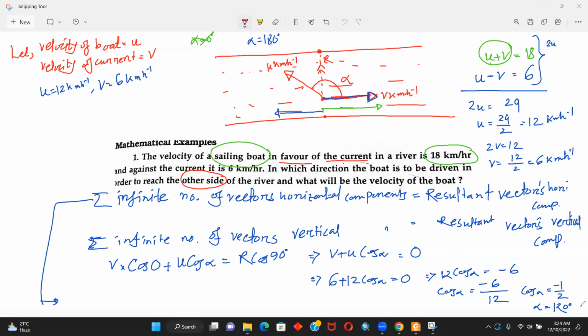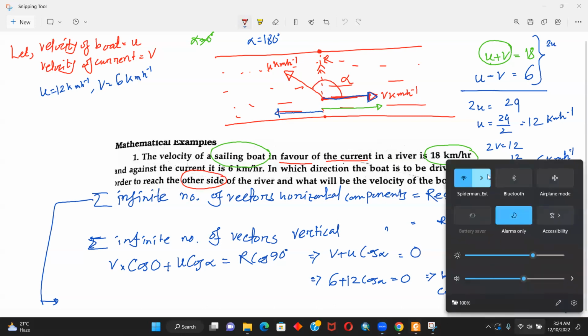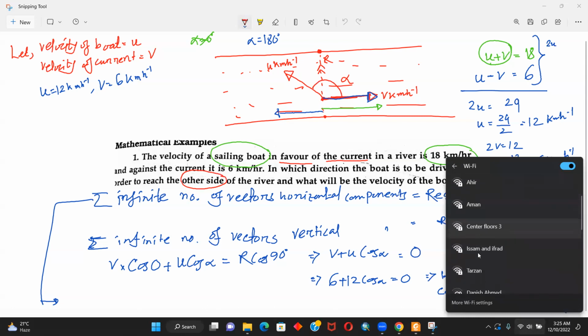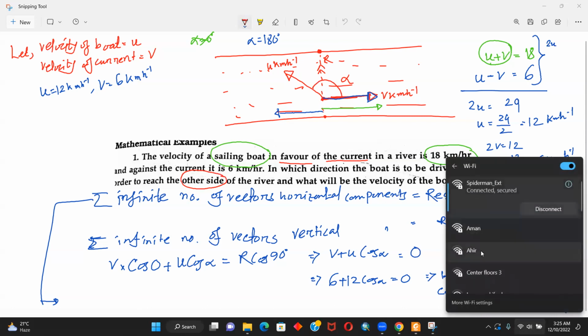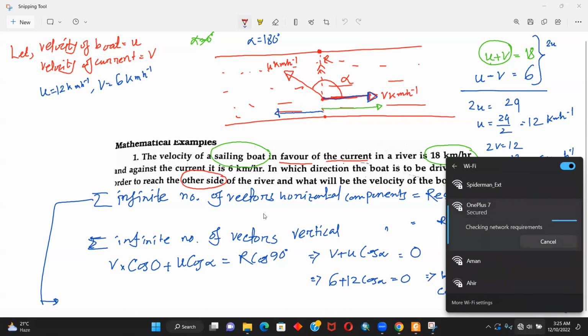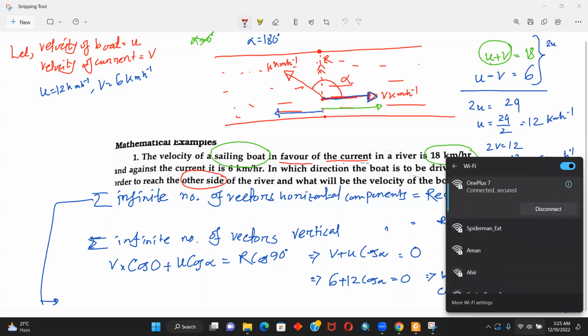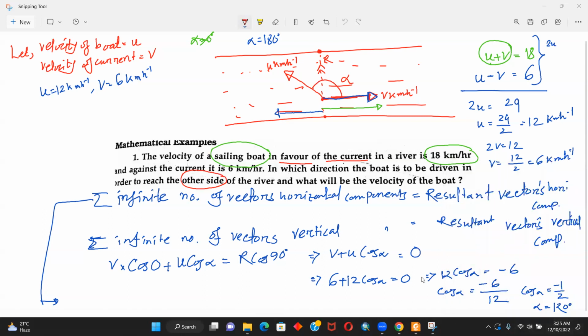Tell me if you don't understand anything. Please let me know. Okay, I understand. I'm just writing it down. I think, let me switch to mobile data. Okay, take notes of this. Let me just switch to mobile data.